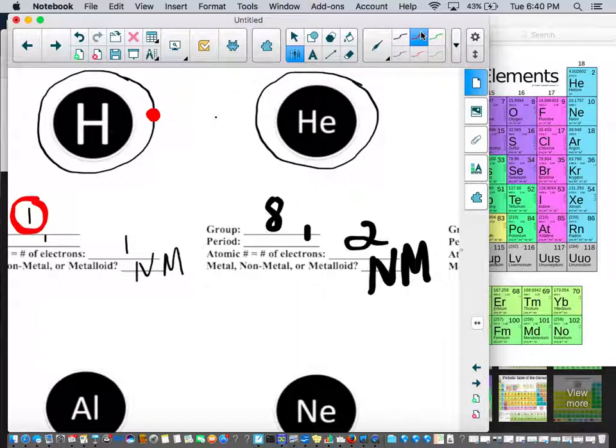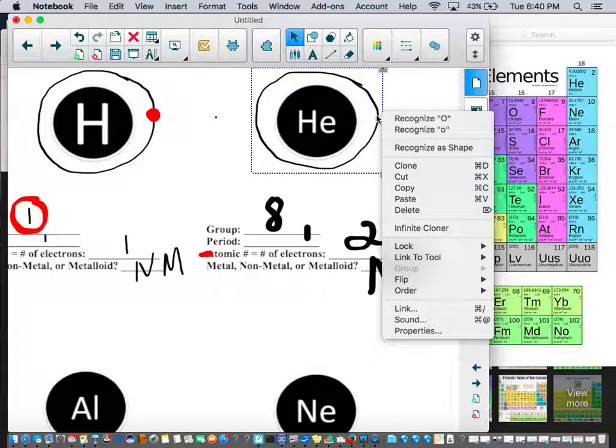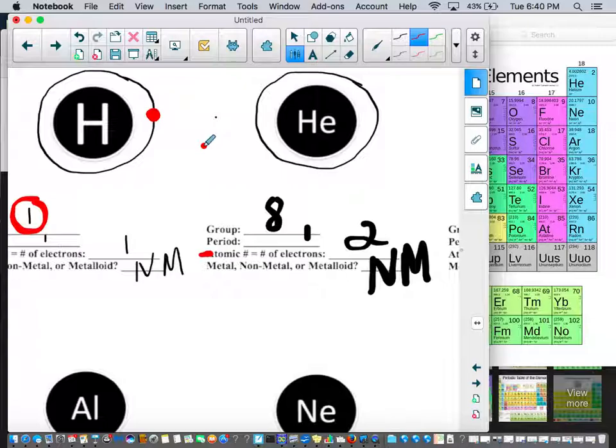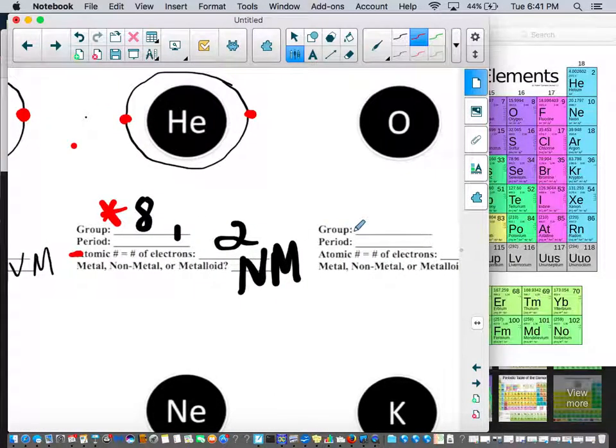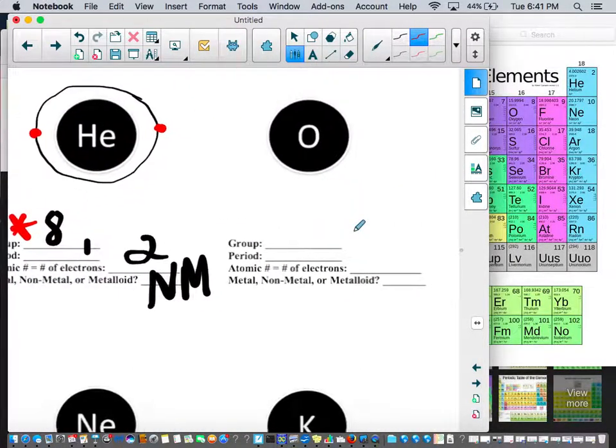Then I look at atomic number 2. It has 2 valence electrons, 2 total electrons. So we put both of them on that first shell because the first shell can hold 2. I know that the group number of helium is 8. However, remember, helium is the exception because it only has 2 total electrons, so it can't have 8 in its outside shell. However, it does have a full shell because only 2 electrons are allowed on that first one.